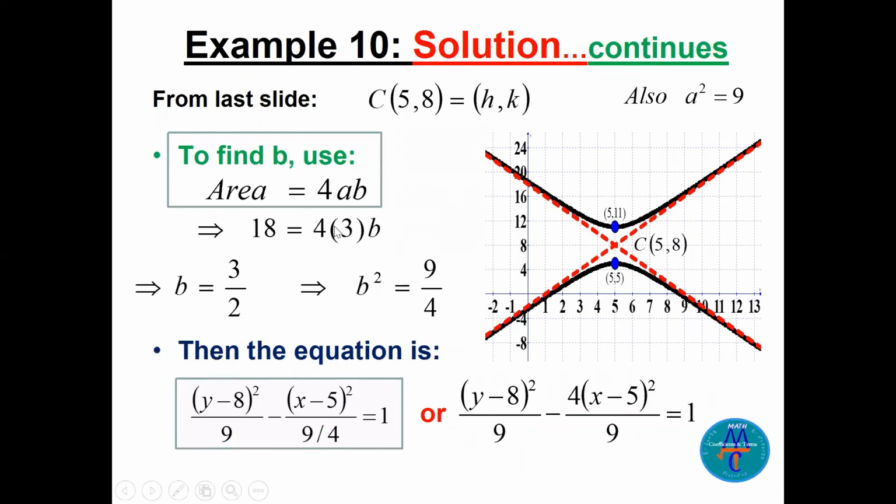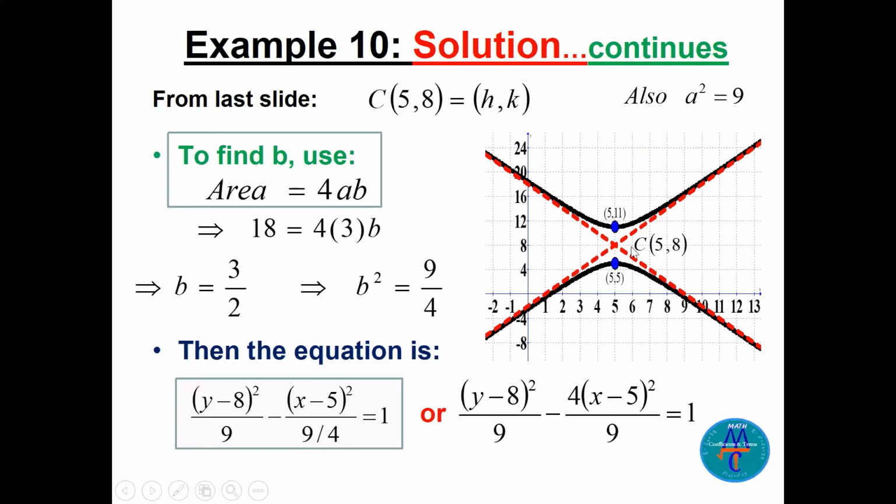So we have to find B, use the formula. The area of the central box is 4AB. We have 18 equals 4AB, 4 times 3 times B. So B will be 3 over 2. B squared will be 9 over 4.